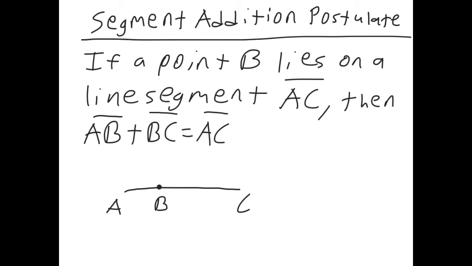So say that AB was 5 and BC was 9. That would mean that the whole thing is 5 plus 9, which is 14.